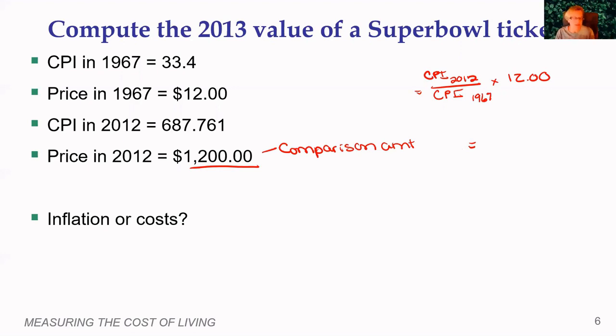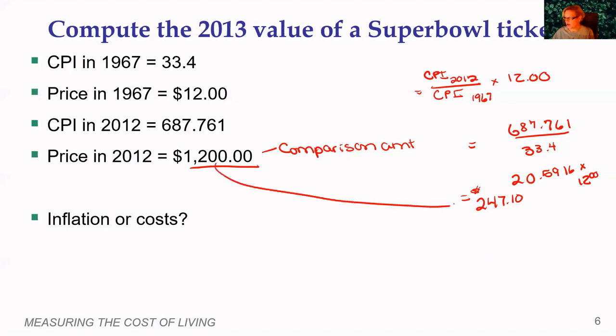We don't talk about the rise in the cost level. So when we do this, we end up with, let me put it in actual numbers, 687.761 divided by 33.4, which gives us a factor of 20.5916. And we're going to multiply that by our $12. And so a Super Bowl ticket in 2012 should cost $247.10 with rounding. Yet it costs $1,200.